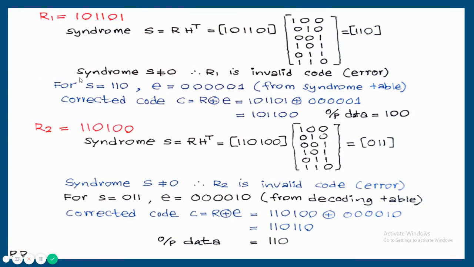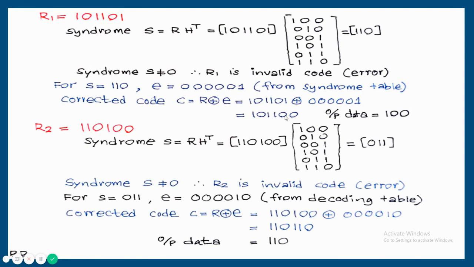We need the error pattern. From the previous syndrome table, for S is equal to 110, this is the error pattern, and this error pattern is going to XOR with the received code for getting the corrected code. So C is equal to R plus E. R is the received code. This is the error pattern. This error pattern we are getting from the previous syndrome table according to this syndrome. Syndrome is 110. So this will be the corrected code.